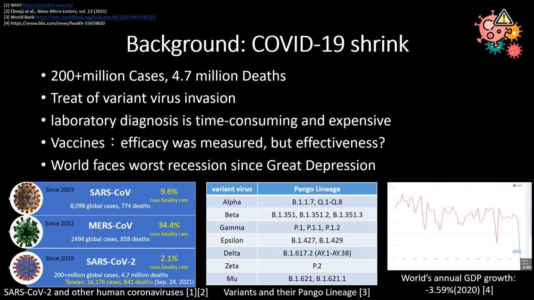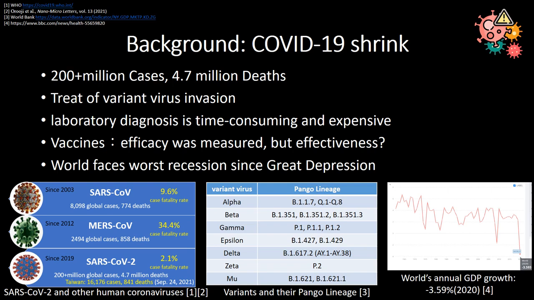Compared to SARS-CoV and MERS-CoV, while the fatality rate of SARS-CoV-2 is not the highest, it is the most infectious, so it has caused more than 200 million cases. People suffer from fever, difficulty breathing, and other severe symptoms. It has also caused more than 4.7 million deaths, making people more and more nervous about the pandemic.